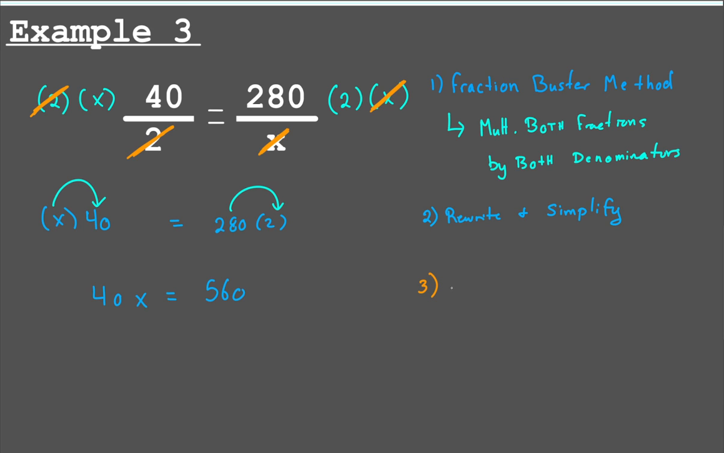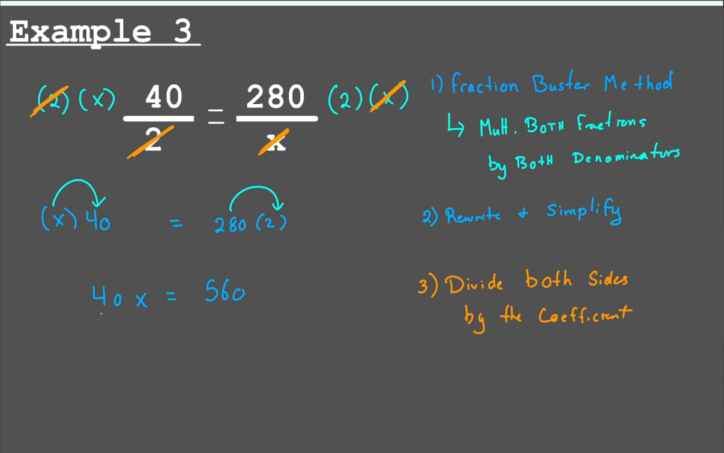Step 3, this is the weird one. Divide both sides by the coefficient. Pause your video right now and point to the coefficient. Then unpause it. Okay. Hopefully you were pointing at this 40 right here.